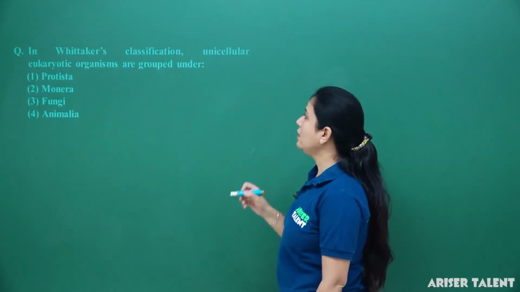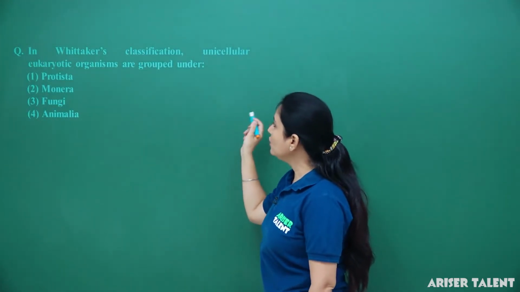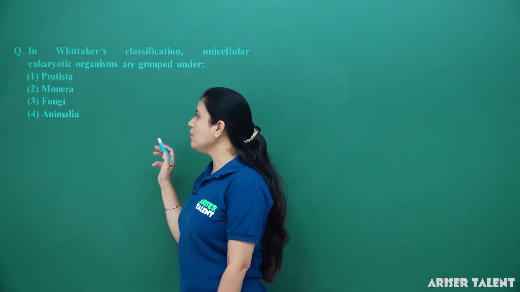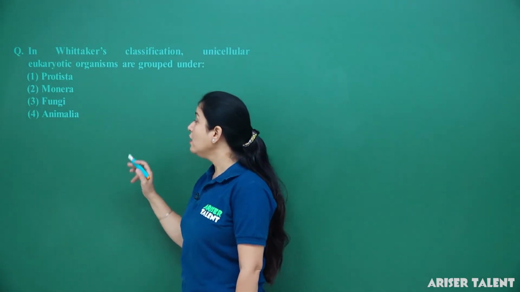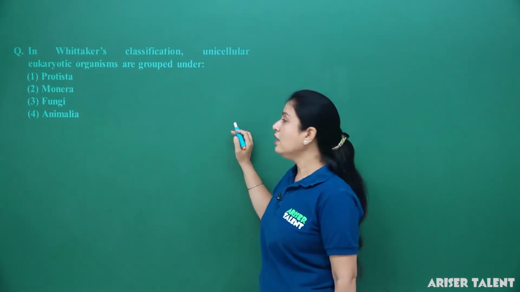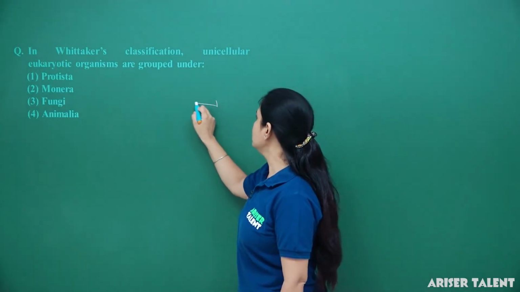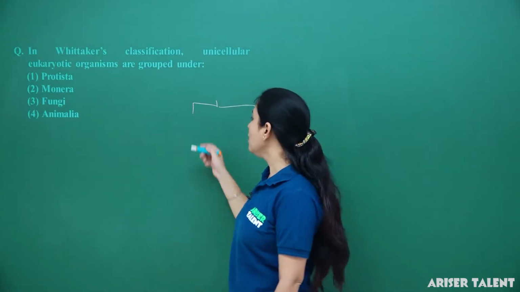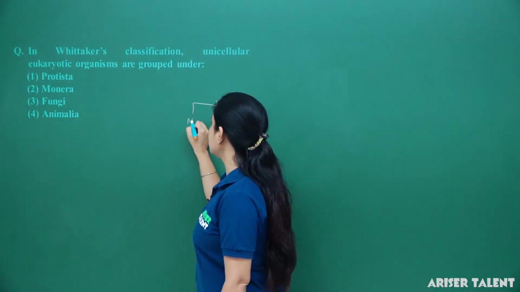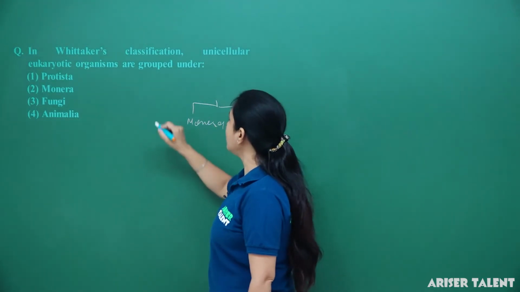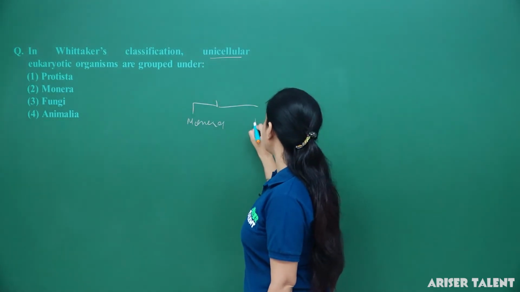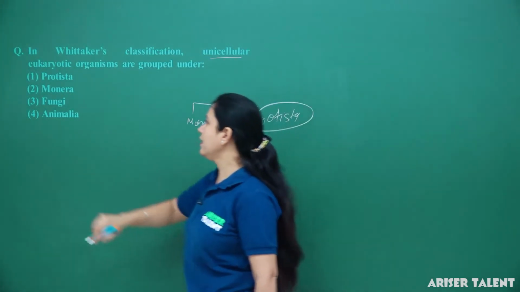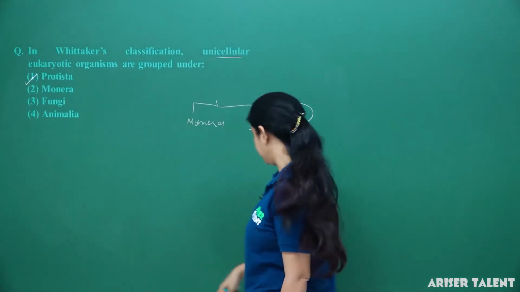Next is, in Whitaker's classification, unicellular eukaryotic organisms are grouped under Protista, Monera, fungi or Animalia. So according to Whitaker's classification, what we have studied is the 5 kingdom classification. According to it, prokaryotes are kept in Monera, but unicellular eukaryotes are kept in Protista. So this is the correct answer. Clear?